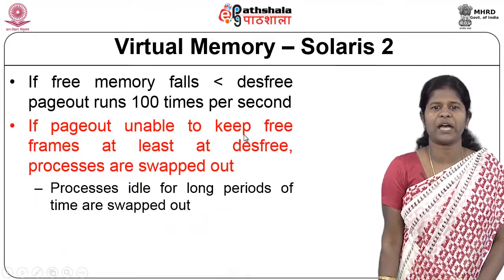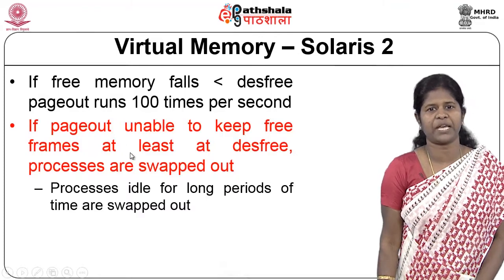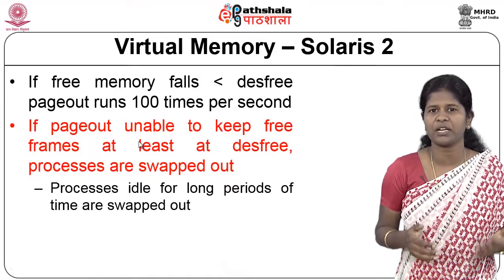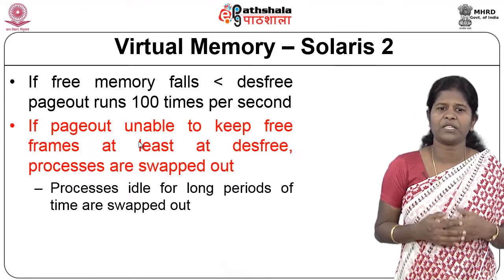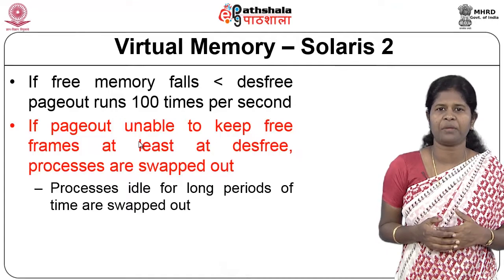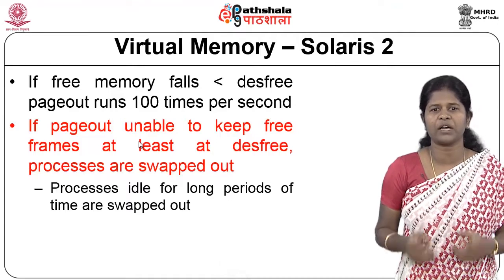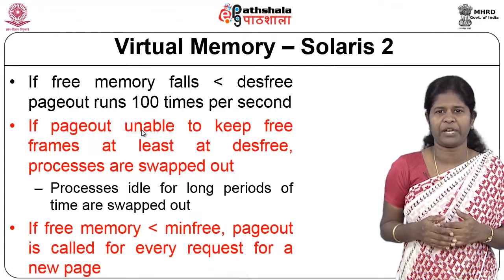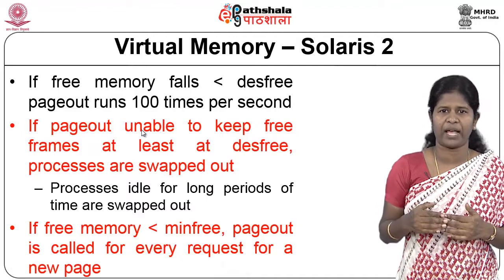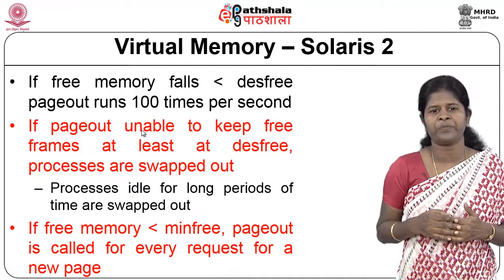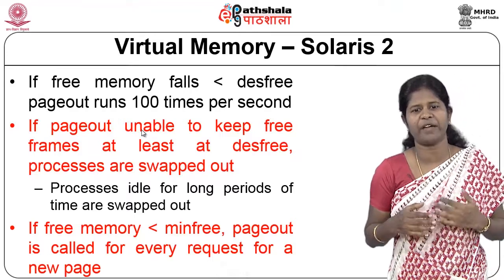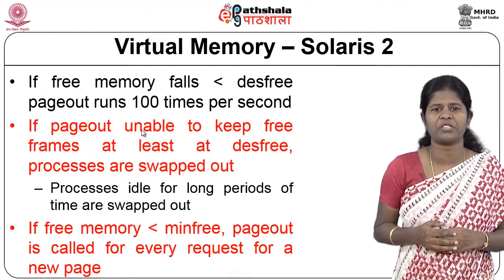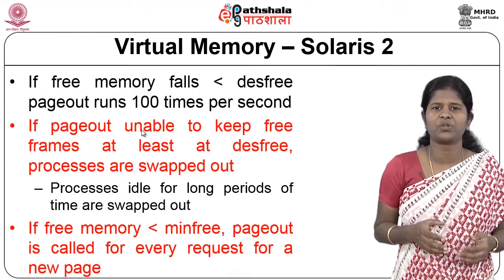And if pageout is unable to keep the free frames at least at desfree, then processes are swapped out. Processes which are idle for long periods of time are chosen and swapped out. And if the free memory falls below minfree, which has a value even less than desfree, then pageout is called for each and every request of a new page. So, depending on how many free frames are available, Solaris 2 acts accordingly.